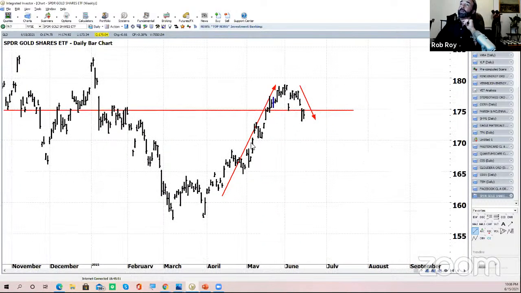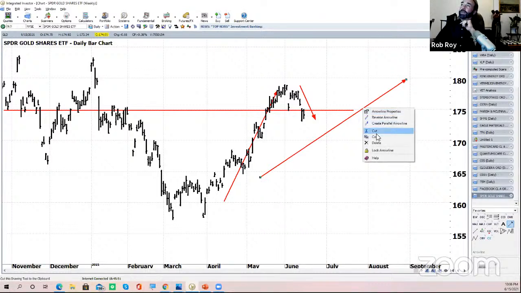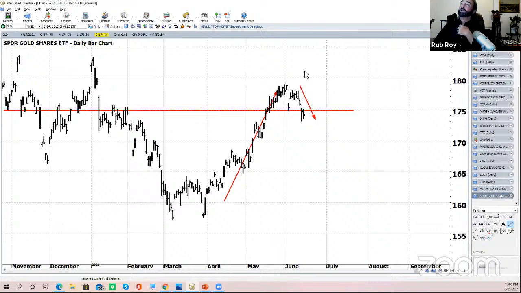If so, because you can see the nature of this arrow that I drew here, how vertical that move was higher, it could be just as vertical coming back down. It's not the 45-degree angles for moves that hold. When it gets more vertical than that, they tend to get retraced or corrected stronger.